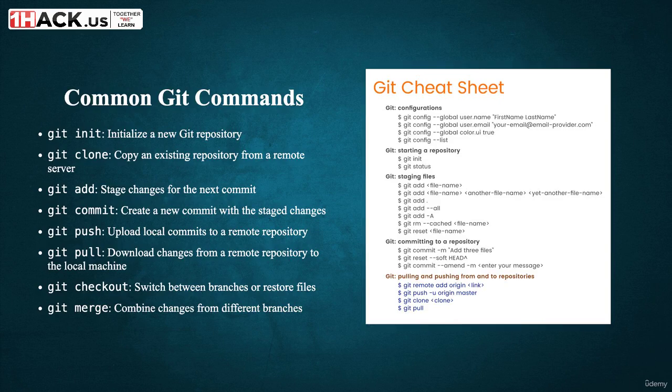Git push. This command uploads your local commits to a remote repository, making them available to other collaborators. Git pull. This command downloads the latest changes from a remote repository and merges them into your local codebase. Git checkout. This command allows you to switch between branches or restore files to a previous state. Git merge. This command combines changes from different branches into a single branch, resolving any conflicts that may arise. Understanding and using these common Git commands will be essential as you start working with Git and collaborating on software projects.